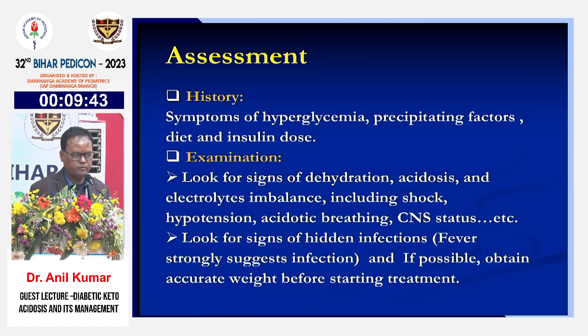We will calculate the fluid deficit in dehydration on the present weight, not on the past weight. Look for acidosis and electrolyte imbalance, including shock, hypotension, acidotic breathing, CNS status, etc. Look for signs of hidden infections. Fever strongly suggests infection. With fever or hyperleukocytosis, when the leukocyte count is much higher, we can think about infection. But in some cases hyperleukocytosis will be present in spite of not having any fever. It may be due to cytokines or catecholamine hormones. And if possible, obtain an accurate weight before starting the treatment.